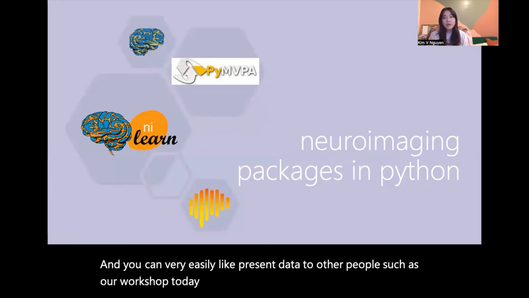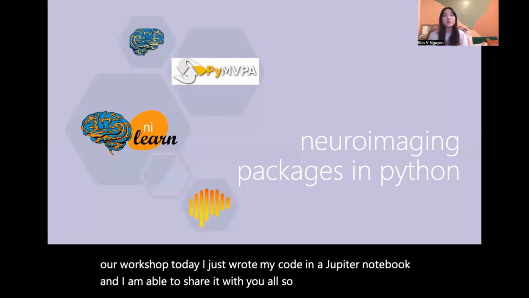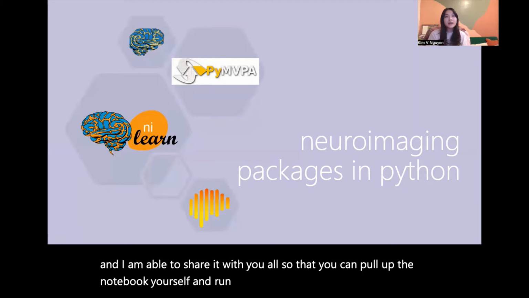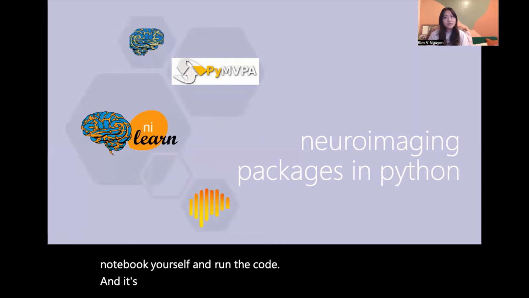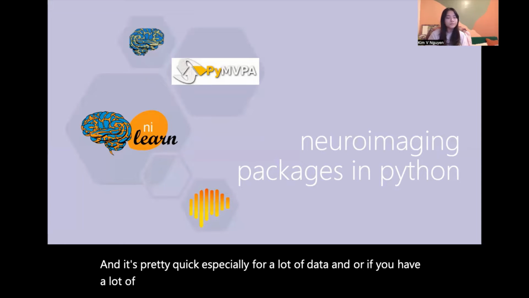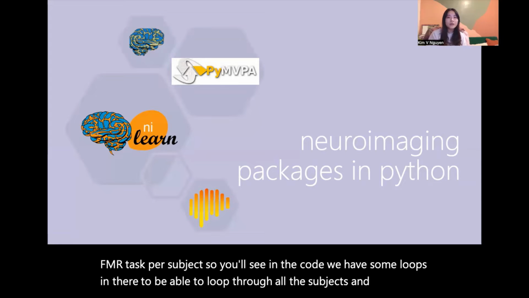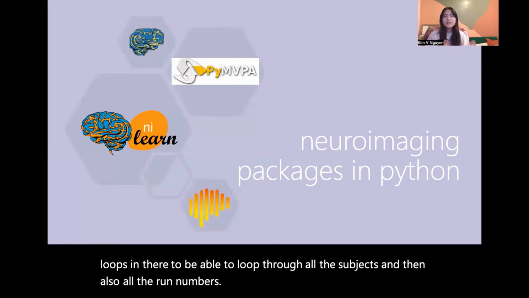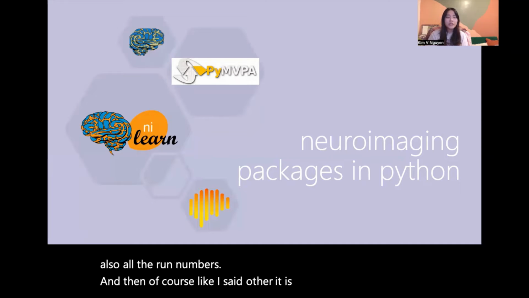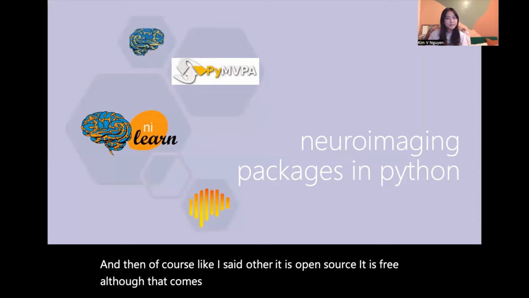I just wrote my code in a Jupyter Notebook, and I am able to share it with you all so that you can pull up the notebook yourself and run the code. And it's pretty quick, especially if you have a lot of data or a lot of subjects. For our data set today, we have 4 runs of the fMRI task per subject. So you'll see in the code, we have some loops to be able to loop through all the subjects and also all the run numbers. And then, of course, like I said, it is open source. It is free, although that comes with pros and cons too.